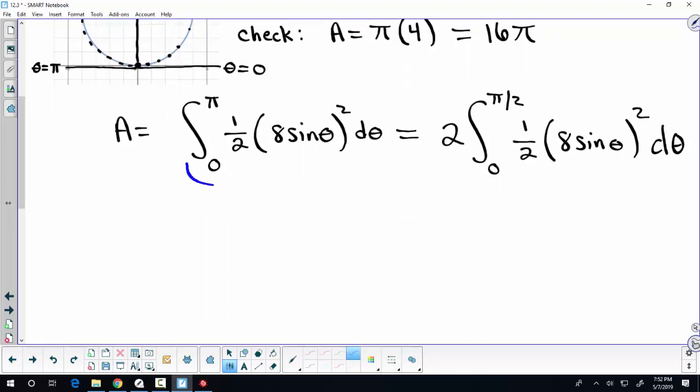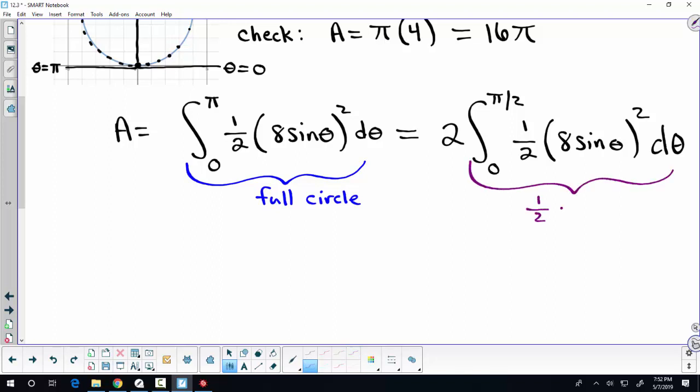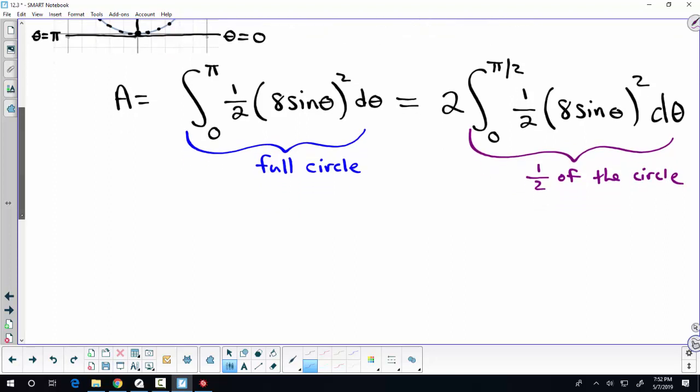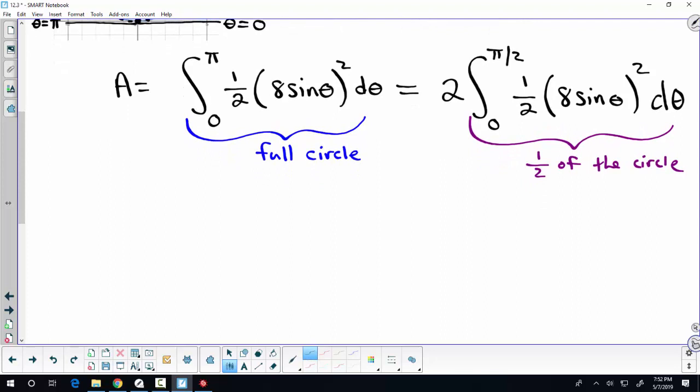This is the full circle. Half of the circle multiplied by 2. So we see the formula for half, I think personally is a little bit easier. You can take either approach and we'll get the same area. We'll work with the second one, 2 times a half, that's gone. We just need to take the integral from 0 to pi over 2 of 64 sine squared.